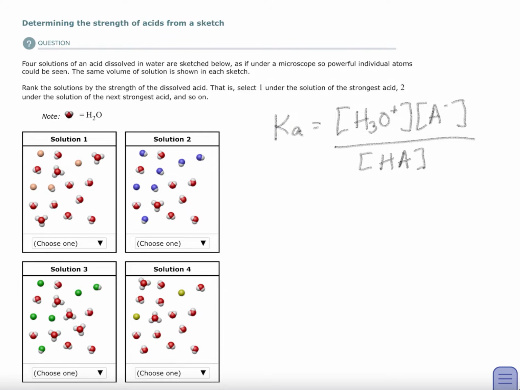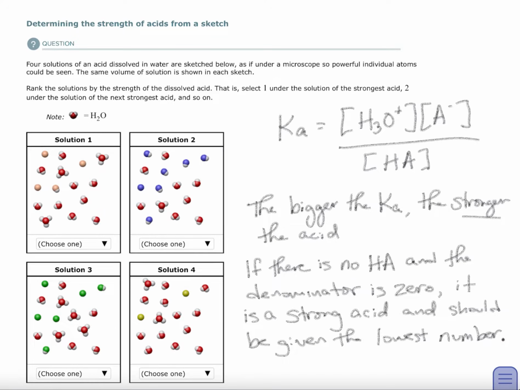So here's the K sub A. It's hydronium times conjugate base, or the 4-part times the 1-part divided by the 2-part. That's what you're looking for. Essentially pictures that you're going to fill in these numbers. And remember that the bigger the K sub A, the stronger the acid.